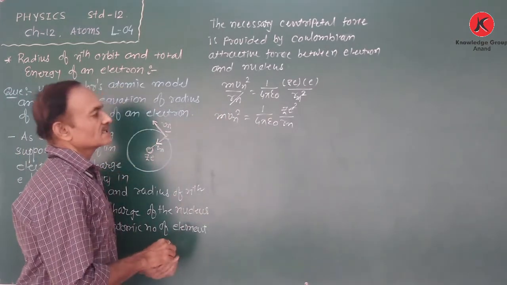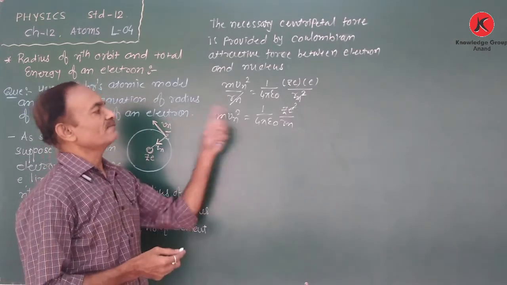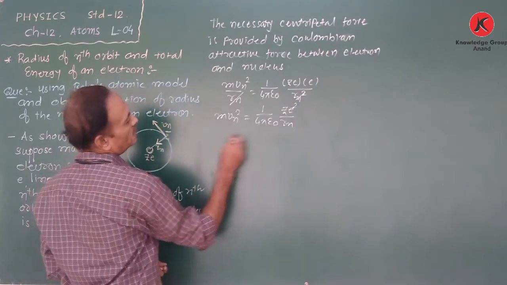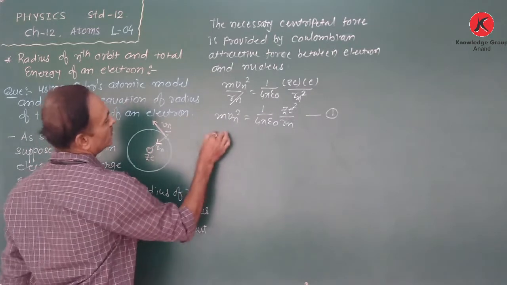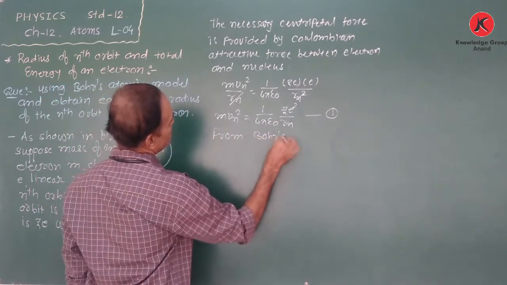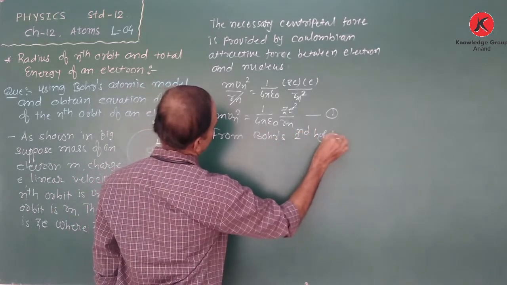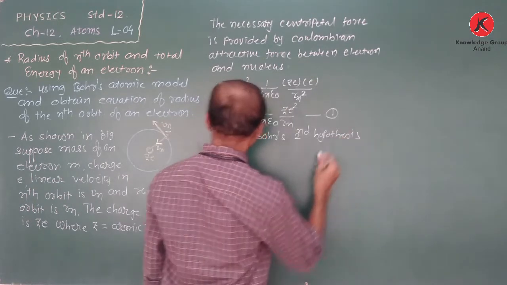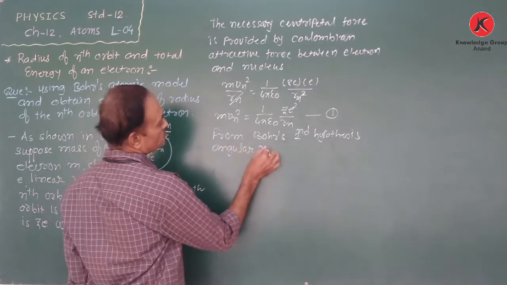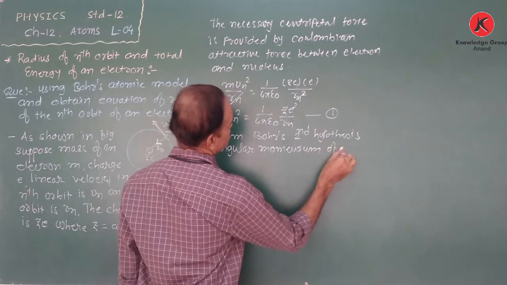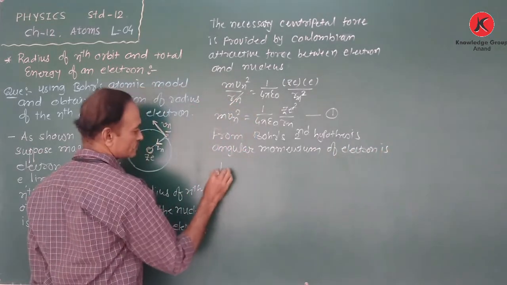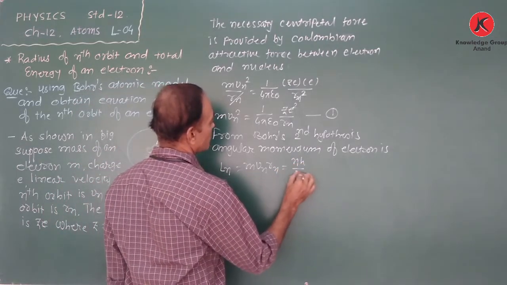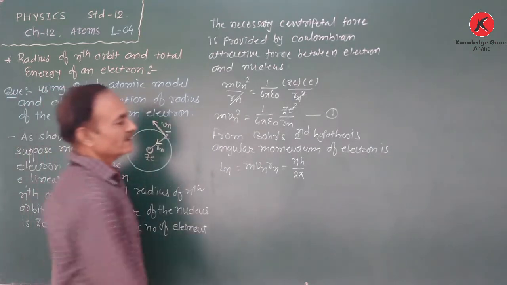Now, from this equation, what is the equation of velocity? For that purpose, we have to use the second hypothesis suggested by Bohr. That is our equation number 1. Here, Bohr's second hypothesis: the angular momentum of an electron is Ln. Ln is equal to m vn rn is equal to nh upon 2 pi. That is the equation, equation number 2.